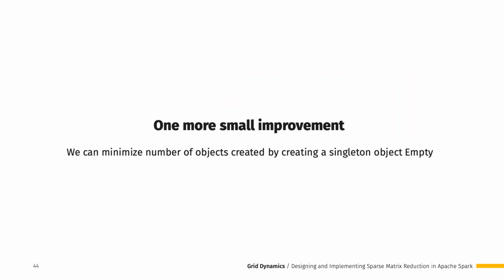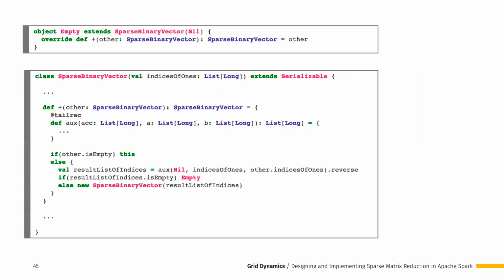So we can minimize the number of objects created by creating a singleton representing the empty vector. And we do that; in Scala, an object is a singleton. So we create an object Empty that extends SparseBinaryVector of Nil. And we can also override the plus, because anything plus empty is just this other vector, right?